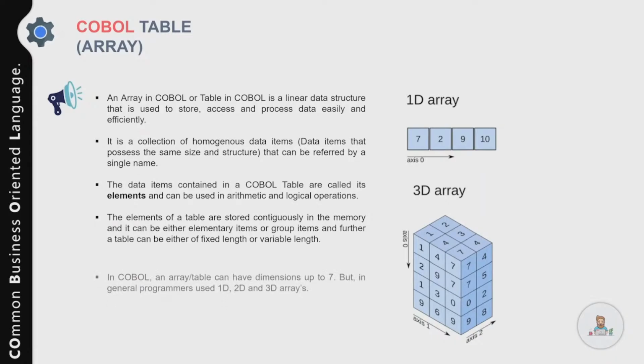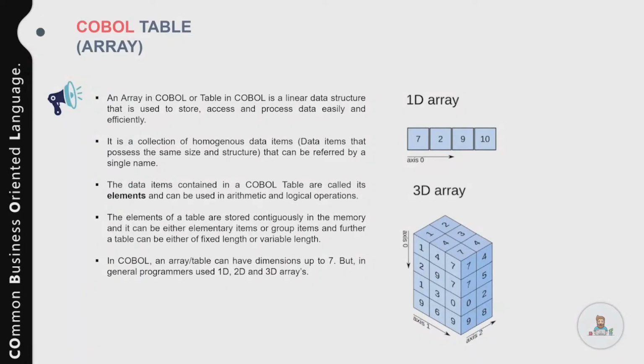It is a collection of homogeneous data that can be referred to by a single name. The data items contained in a COBOL table are called its elements and can be used in arithmetic and logical operations. The elements of a table are stored contiguously in memory and can be either elementary items or group items, and further, a table can be either of fixed length or variable length. In COBOL, an array or a table can have dimensions up to 7, but in general, programmers use 1D, 2D or 3D arrays or tables.